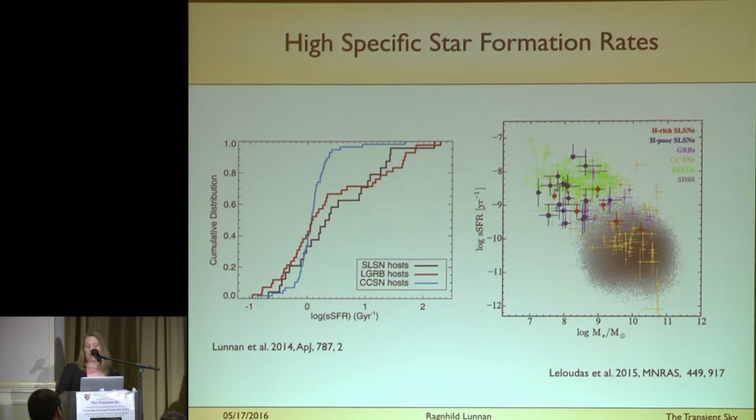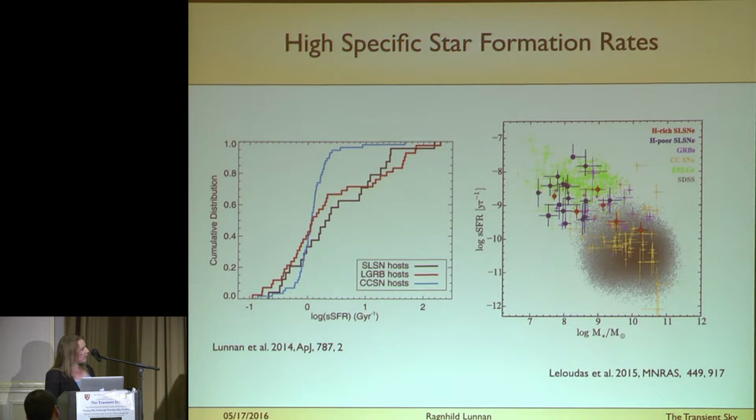So we have low masses, we have low metallicities. We also have at least an excess of galaxies with high specific star formation rates. I'm not going to claim that every type 1 superluminous supernova explodes in a high specific star formation rate galaxy, because you do have this tail down here. But compared to core collapse supernovae, you see a lot of them in high specific star formation rate galaxies.